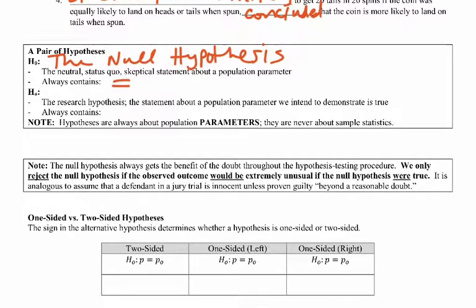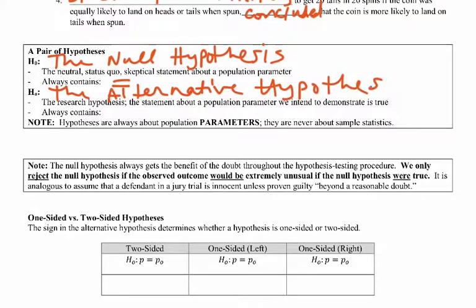The second hypothesis is called the alternative hypothesis. The alternative hypothesis is also called the research hypothesis, the statement about the population parameter that we intend to demonstrate is true. It's what we're experimenting. In that last example with the coin, the alternative hypothesis was that it would have landed on tails more than 50% of the time. So it's what we're interested in testing out, or what we think might be true about the population.